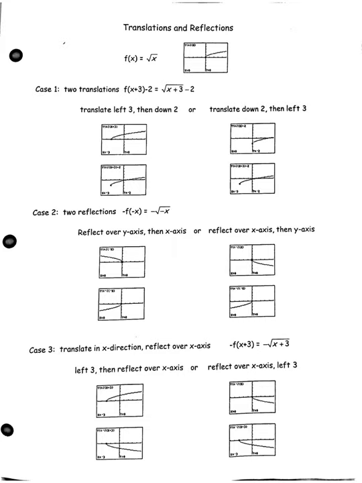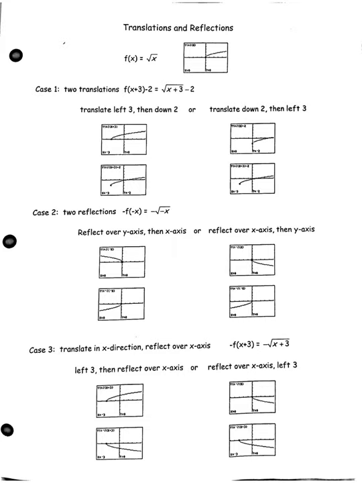Okay, now what happens if we have more than one translation and/or reflection? Does the order in which we do them matter? There are 6 cases. There are cases of 2 translations, 2 reflections, translation in the x and reflect about the x, and then 3 more cases on the next page, which we'll get to. Now, the reason we're using root x is we can see all of these translations and reflections with a root x, where we couldn't, for instance, with a parabola.